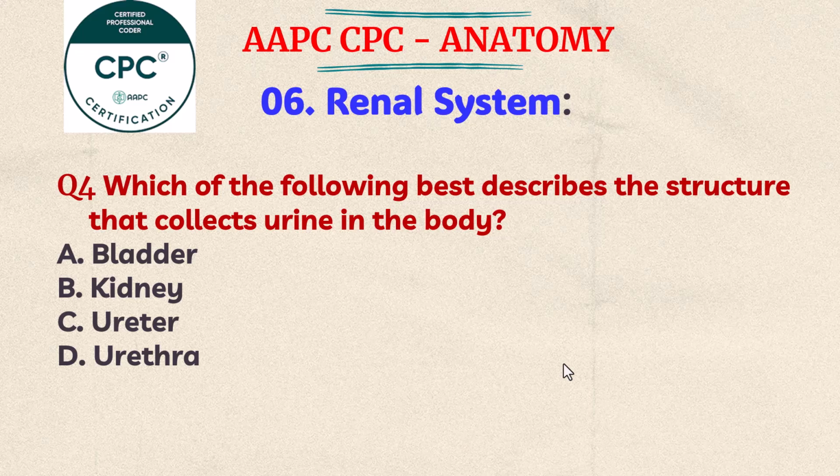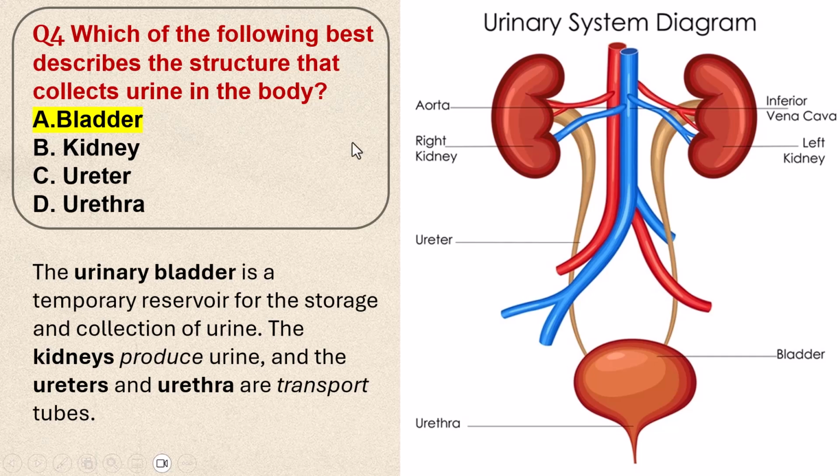Question number 4. Which of the following best describes the structure that collects urine in the body? A. Bladder, B. Kidney, C. Ureter, D. Urethra. Think the answer. So here it asks for collecting urine. The collection of urine is done by the bladder, but the production is done by the kidneys, and it is stored or temporarily collected in the bladder. The urinary bladder is a temporary reservoir for the storage and collection of urine. The kidneys produce urine, and the ureters and urethra are transporting tubes.